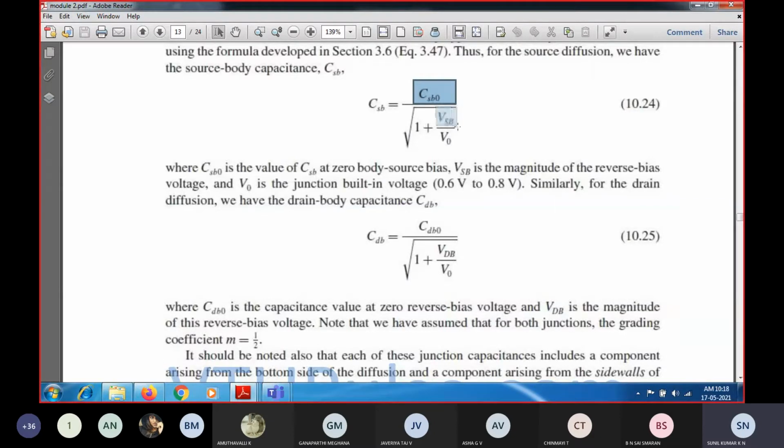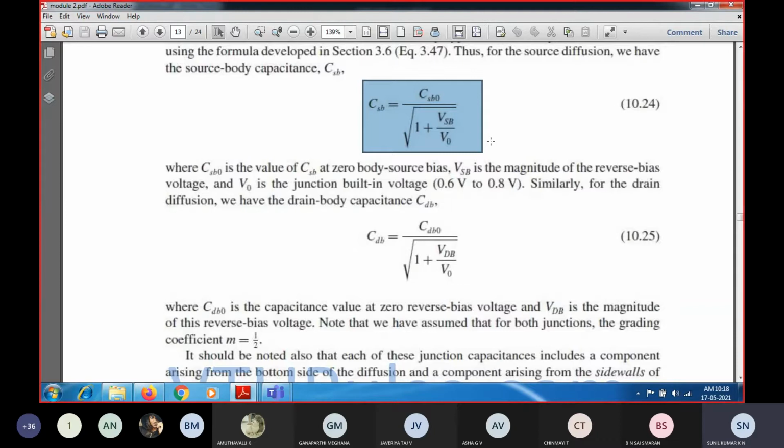Some substrate voltage will be there, and that substrate voltage is nothing but a reverse bias voltage. That is going to change the value of the capacitance. So VSB divided by V naught, where V naught is nothing but the junction built-in potential between the N plus and P substrate. Whatever junction has been created, that junction potential will usually be 0.6 to 0.8 volts. So it is the square root of 1 plus VSB over V naught. This gives the value of the capacitance between the source and the substrate.